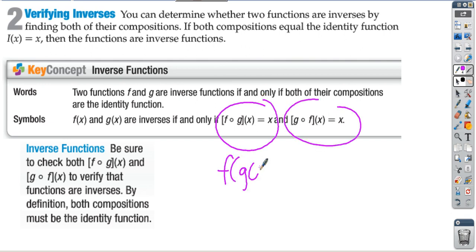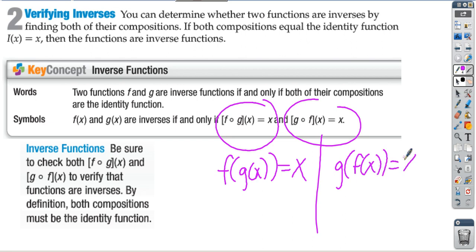If f of g, if I plug in g to f and it cancels out and I just get x, and if the reverse is also true, if I plug in f of x to g and I just wind up with x, in both cases, it has to be both cases. If either of those don't equal x, then they're not inverses. If both of their compositions, because that's what f of g and g of f are called, the composition functions, equal x, and only if both of them equal x, that's the way that we tell if they're inverses.